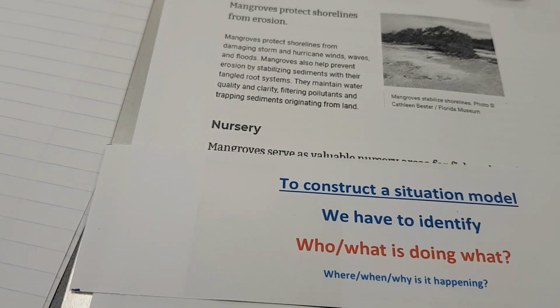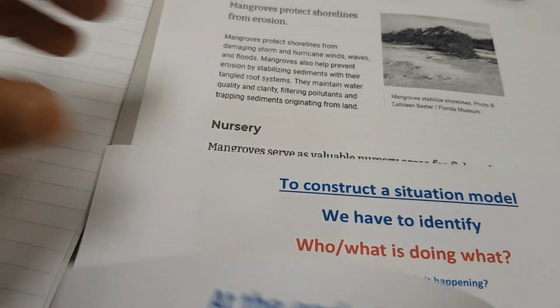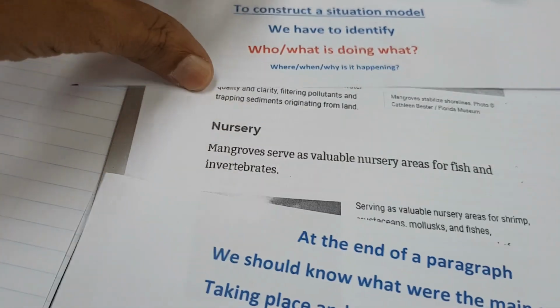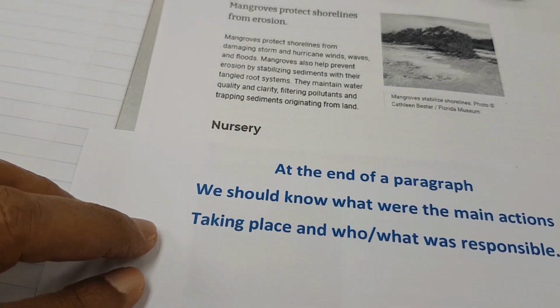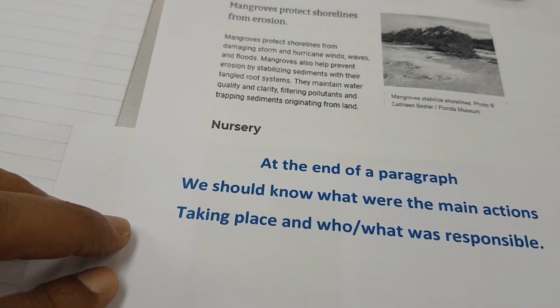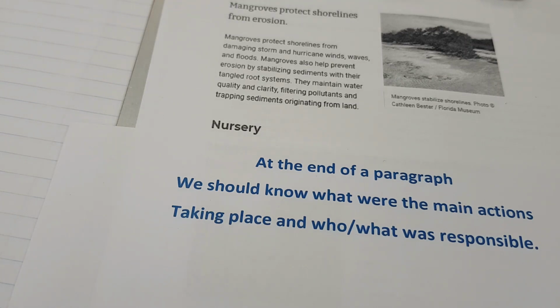All right? So this is the essential step in constructing the situation model. And this is what we have to teach students to do. We have to teach them to always ask, when they encounter a paragraph, who or what is doing what. In other words, what's happening in the paragraph. All right? So by the end, when we ask who or what is doing what at the end of that paragraph, we should know what were the main actions taking place and who or what is responsible.